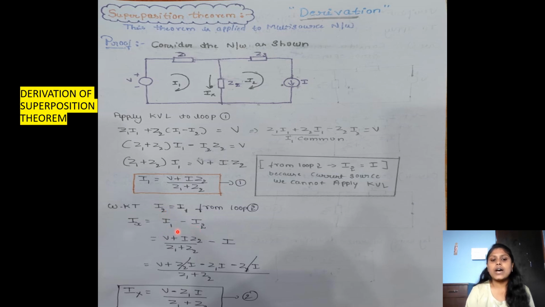We already know the value of I1: (V plus I Z2) by (Z1 plus Z2), minus I2, whose value is I, so I have taken minus I. Then after simplifying it, we will get Ix is equal to (V minus Z1 I) by (Z1 plus Z2). Name it as equation 2.